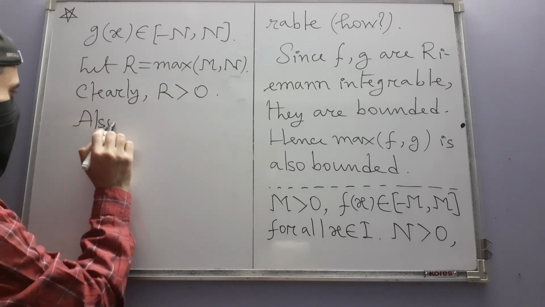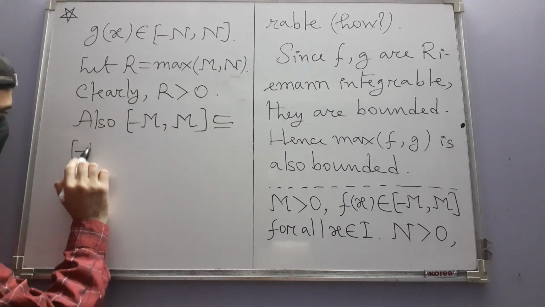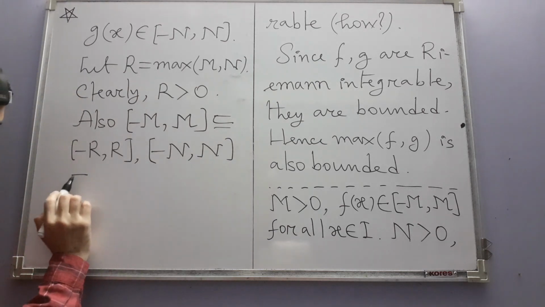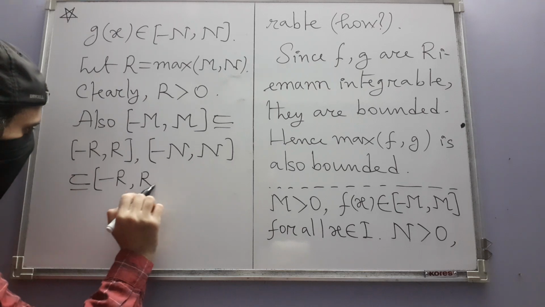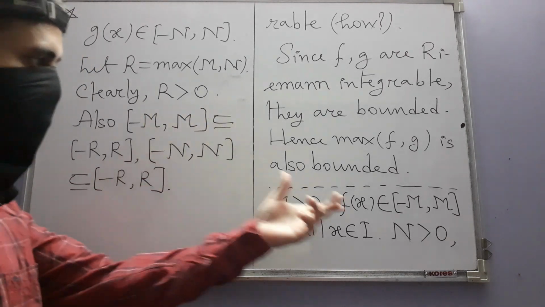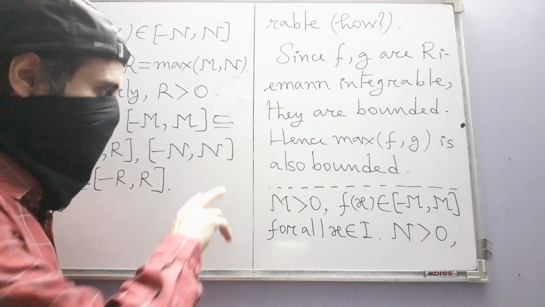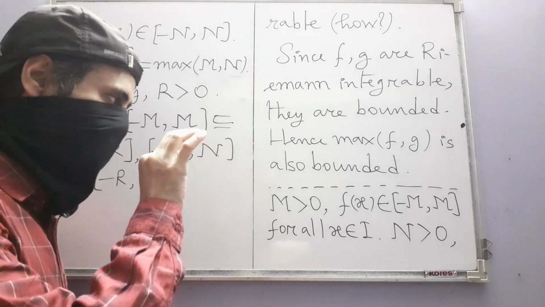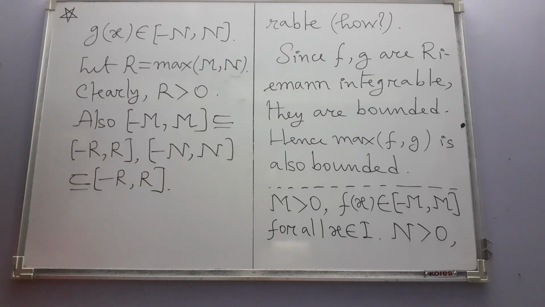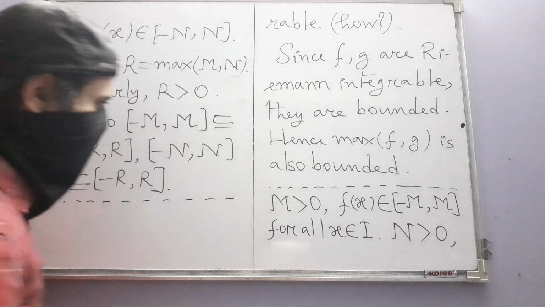Also, this interval is a subset of this, and this interval is also a subset of this. And that is why you see that all the f values and all the g values lie in this interval, which contains both the previous intervals. And that is why the values of the max function at each x, that value is either f of x or g of x. So obviously, all such values are going to lie in this interval, and that is why this max function is also bounded, because you have found a bound R for that function. So that's how it is bounded.